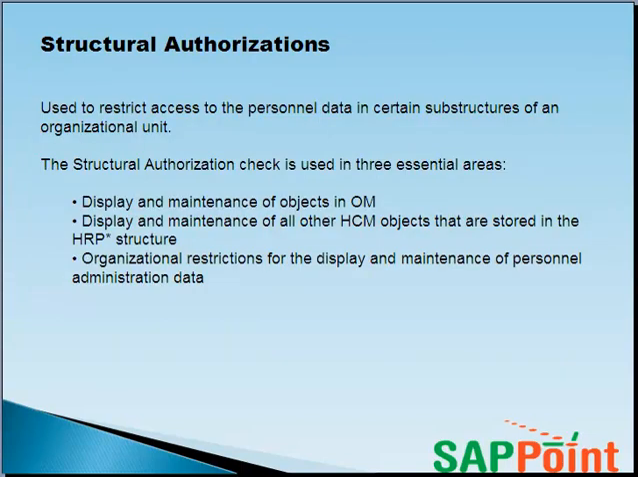So structural authorization is used to restrict access to personnel data in certain substructures of an org unit. And the structural authorization check is used in 3 essential areas. There is display and maintenance of objects in org management; display and maintenance of all other HCM objects that are stored in the HRP structures. Any HR structure that begins with HRP, structural authorizations are effective on those structures. And organizational restrictions for the display and maintenance of personnel administration data.